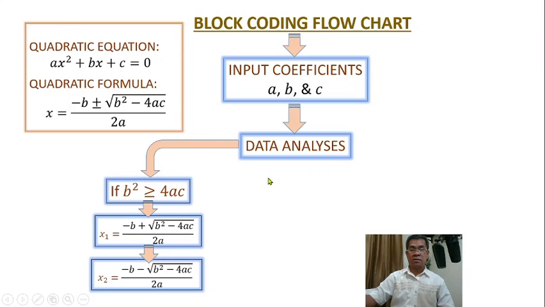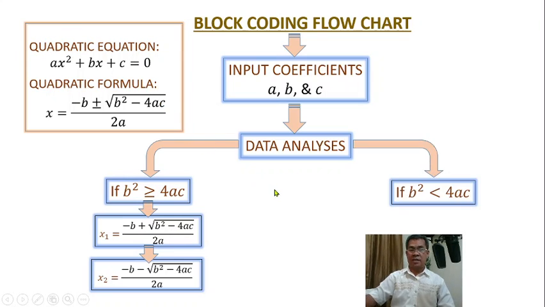So what will happen if the condition is not satisfied? What will happen if b squared is less than 4ac? If this is less than, then obviously mathematically this will be negative. So it should be what? Imaginary. The discriminant is negative, so we cannot provide the real solution.